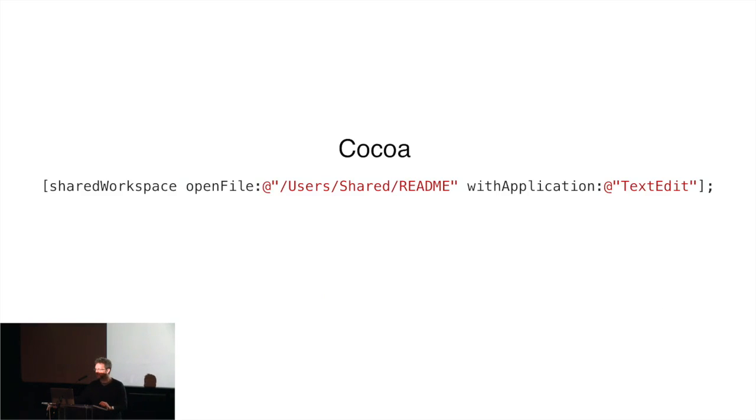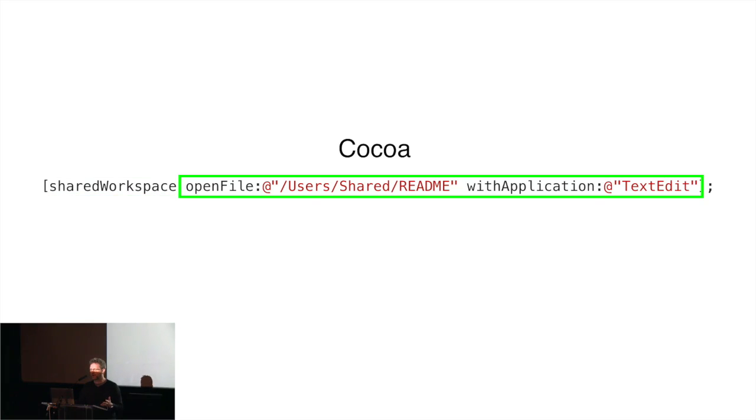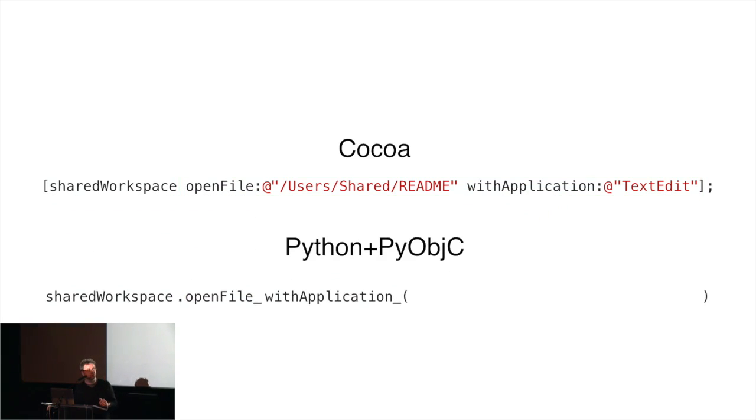Let's look at another example. Here we have a Cocoa shared workspace object, and we're going to send it a message. Please open the file, user shared readme, with the application text edit. Let's translate that to Python. First, we translate the method name by moving the 2 parts together, changing the colons to underscores, and then we put the arguments at the end inside parentheses. So, fairly straightforward.